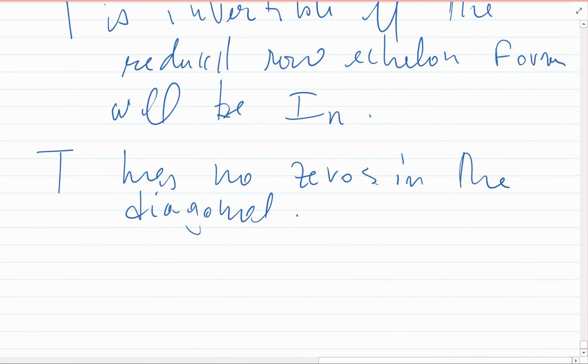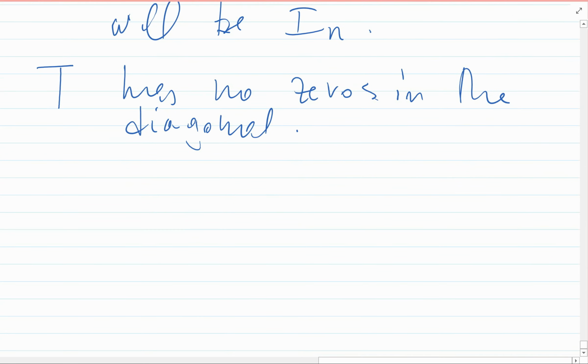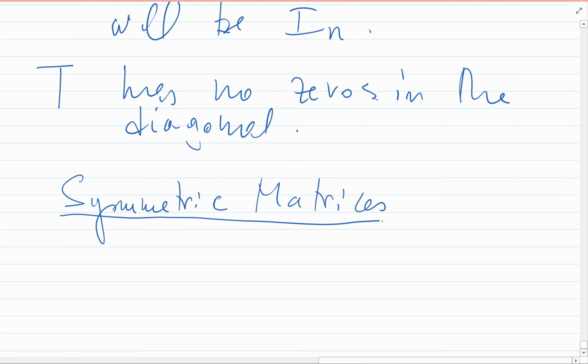Next, I want to talk about another object, and we will conclude with that: the concept of symmetric matrices. They play a major role, and we will see them later on when we do Hilbert spaces and the cross product, etc. They are a very, very interesting set of matrices.